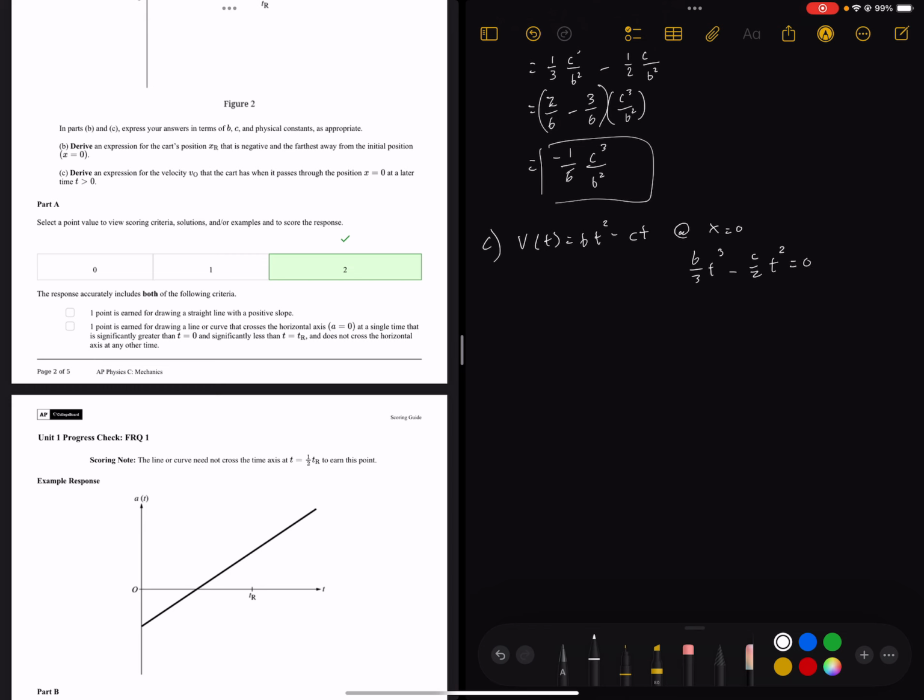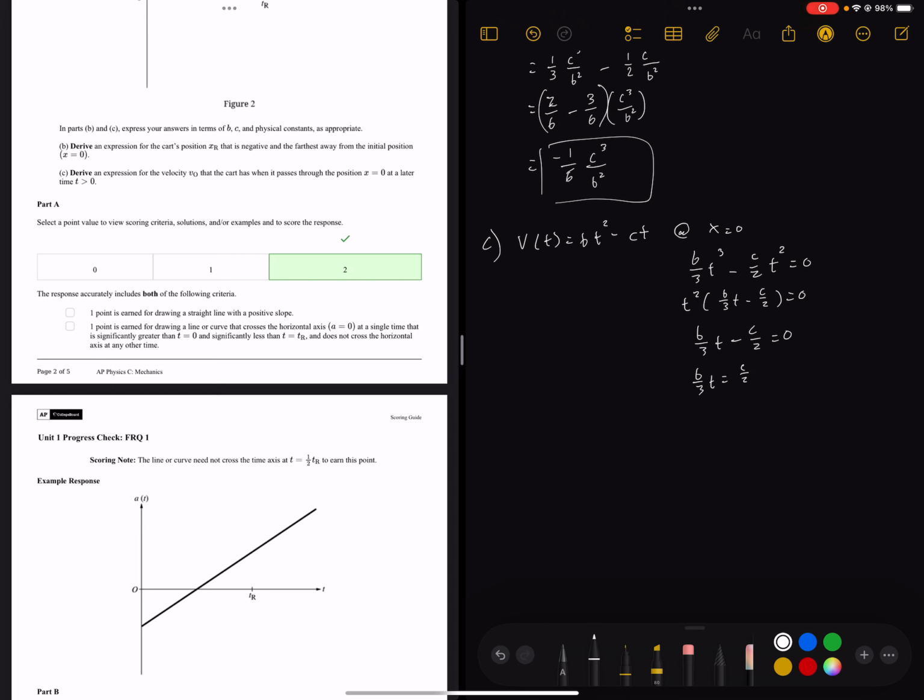All right, so if we solve for t, I'm going to factor out a t squared from this whole expression, right? So b over 3t minus c over 2 equals 0. Divide both sides by t squared. Obviously, 0 divided by t squared is just 0. So b over 3 times t minus c over 2 equals 0. I'll move that over to the other side. I'm just going to do every step just to be thorough. Okay, it is equal to c over 2.